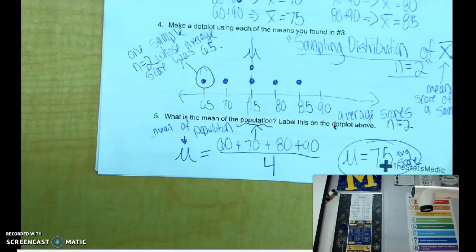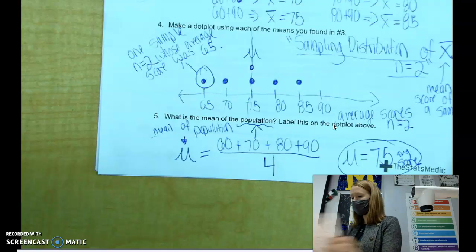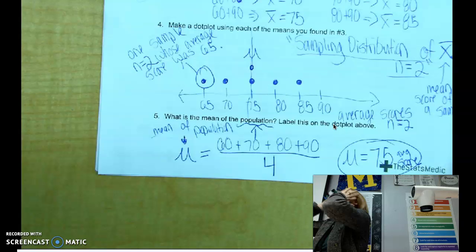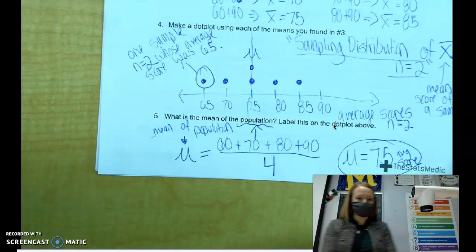Your population mean should always fall in the center of your sampling distribution if you have certain conditions that are met. In this case, the conditions have been met, so we were good. We'll talk more and more about those conditions in this chapter and in chapter 8. But we need to get into a little bit of notation and definitions as well.